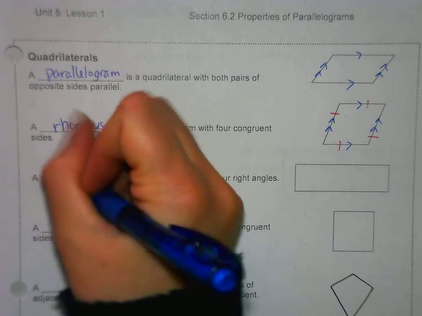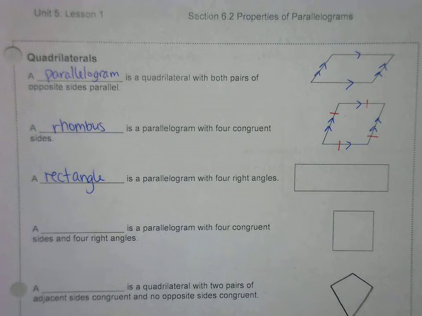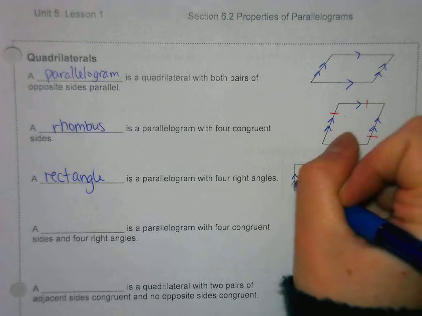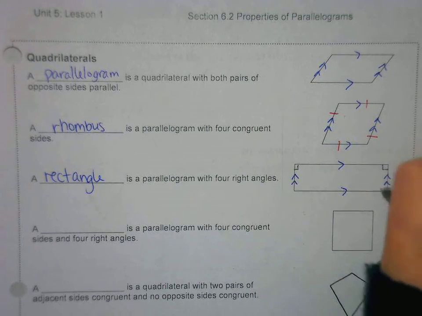A rectangle is a parallelogram with four right angles. So it has two sets of parallel sides, and it has four right angles.